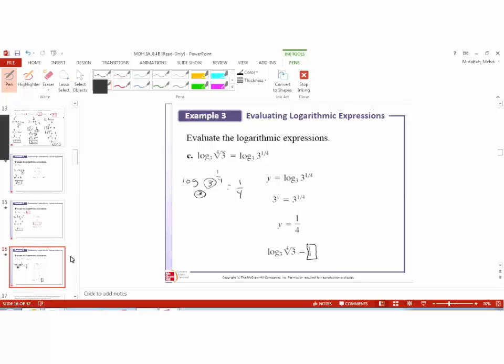But before I move on, I want to make sure you understand this concept. Can I see a check mark under your name if you're really okay with this? Okay.